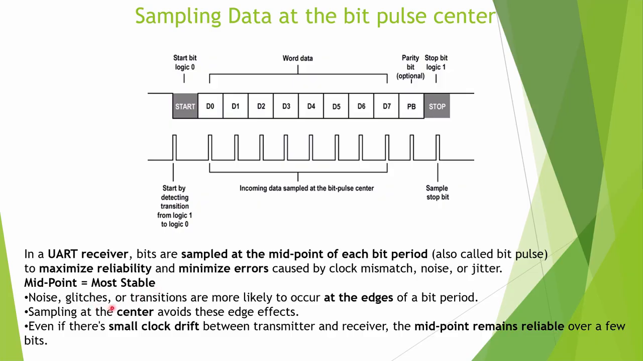Noise, glitches or transitions are more likely to occur at the edges of a bit period. Sampling at the center avoids these edge effects. Even if there is a small clock drift between the transmitter and receiver, the midpoint remains reliable over a few bits.